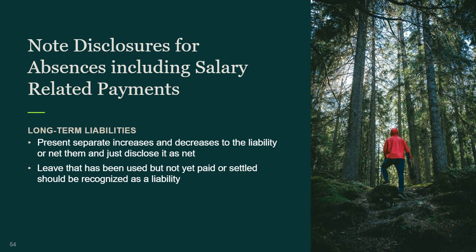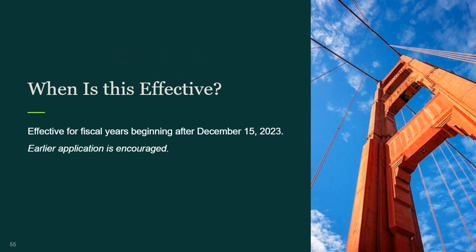It makes it a little bit easier for governments to complete that disclosure. As I mentioned, it's effective for fiscal years beginning after December 15, 2023. So that's our December 31, 2024 and June 30, 2025 year ends. And then it is reported as a change in accounting principle under Statement 100, which Kevin just went through. But of course, earlier application is encouraged. So if you are excited about the standard and feel like you want to early adopt it, that is permitted.